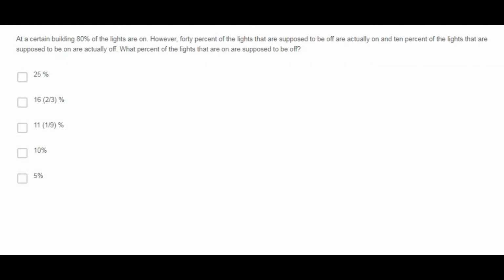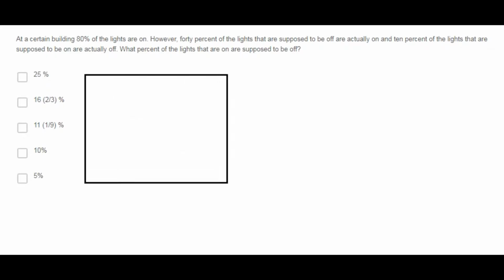In a certain building, 80% of the lights are on. However, 40% of the lights that are supposed to be off are actually on, and 10% of the lights that are supposed to be on are actually off. What percent of the lights that are on are supposed to be off?